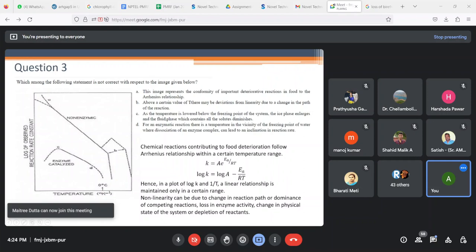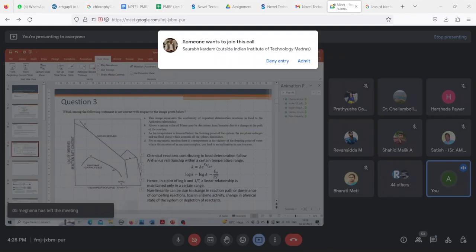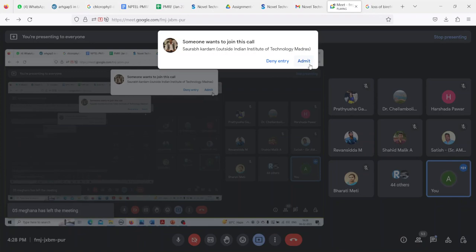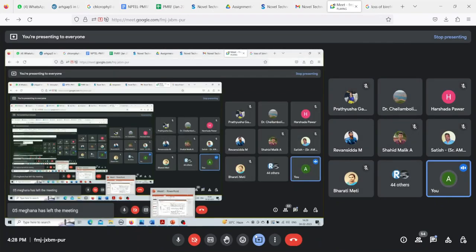Statement C: as the temperature is lowered below the freezing point of the system, the ice phase enlarges and the fluid phase, which contains all the solute, diminishes. So when you start freezing the system, you will see that the water will start crystallizing into ice. But only the water will crystallize. Any other solute that was present will remain in the minimal amount of fluid that is present. Like say if 50% of the food has now become ice, whatever solute was there will now be present in the rest of the 50% only.